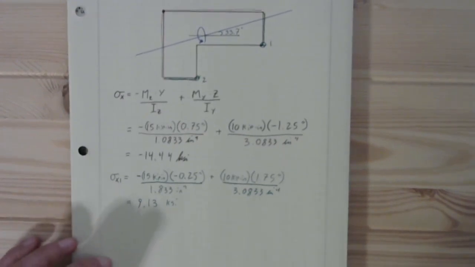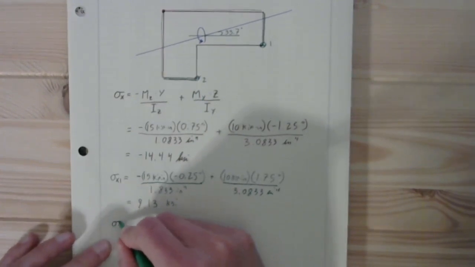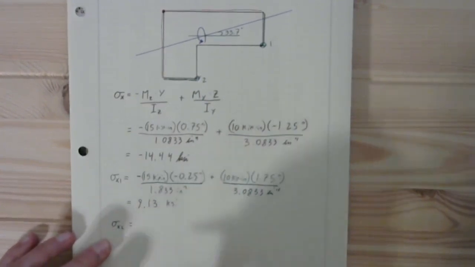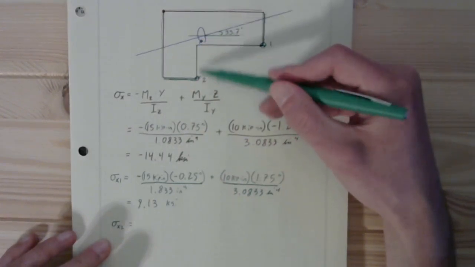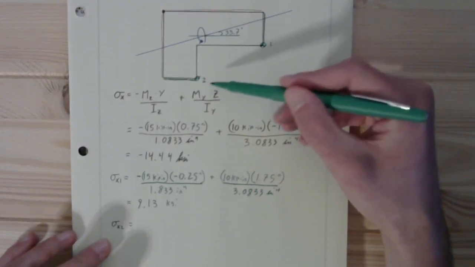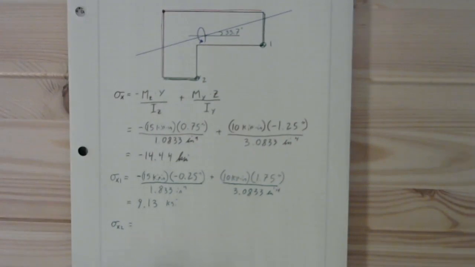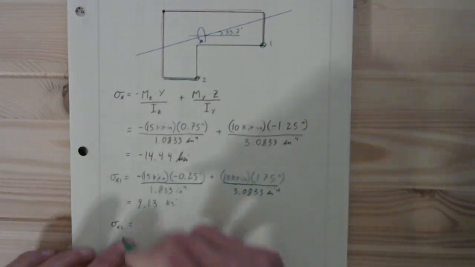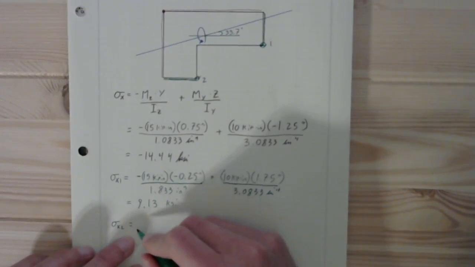Now, we're also going to need to look at point 2. This one has a greater distance in the y direction, so our moment about the z-axis is going to get a little bit more, but it has very little in the way of a lever arm in the z direction for our moment about the y-axis. So let's look at that.